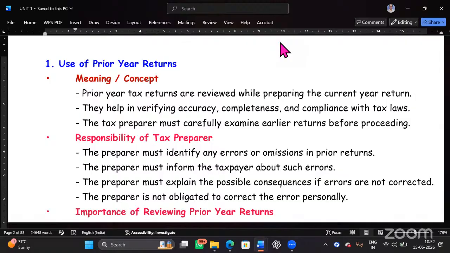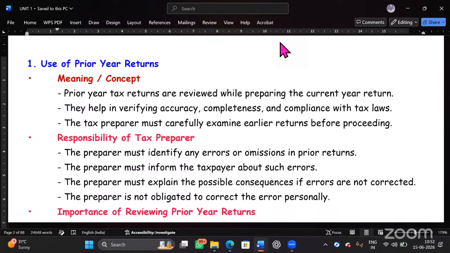Suppose a particular taxpayer filed last year as married filing jointly along with his spouse, but in the current year they have divorced. So the status has changed compared to last year. That is the reason we first have to take the last year data. Any updates, the changed information, must be incorporated, then we fill in the current year data.